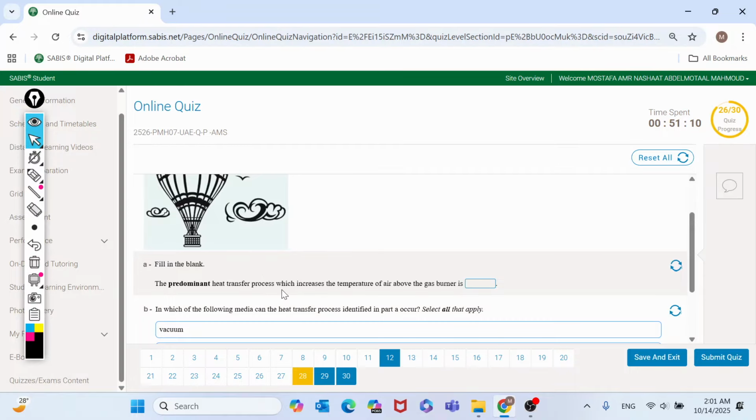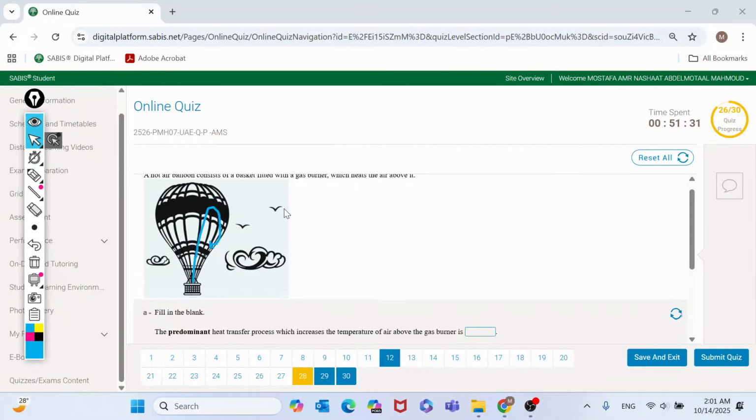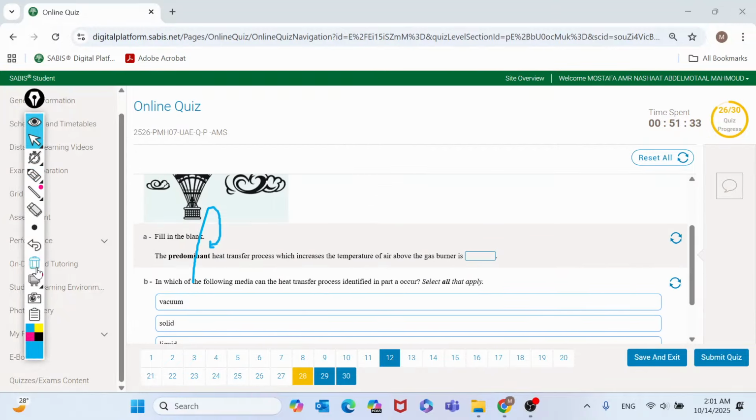The predominant heat transfer process which increases the temperature of the air above the gas burner. Okay, see this one? The air is heated up, it pushes up, because that's how the convection current works. You have the hot air, yeah? It goes up, pushes up. That's why the thing goes up. The predominant heat transfer process is convection.